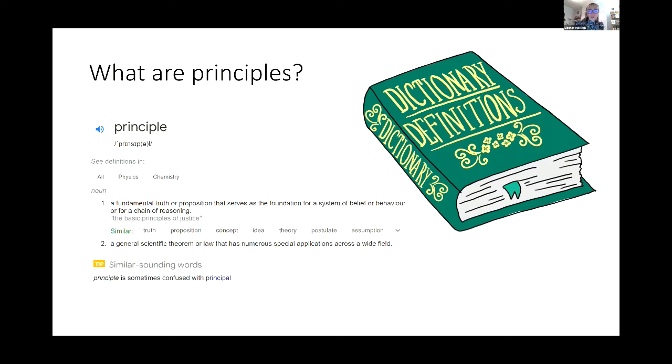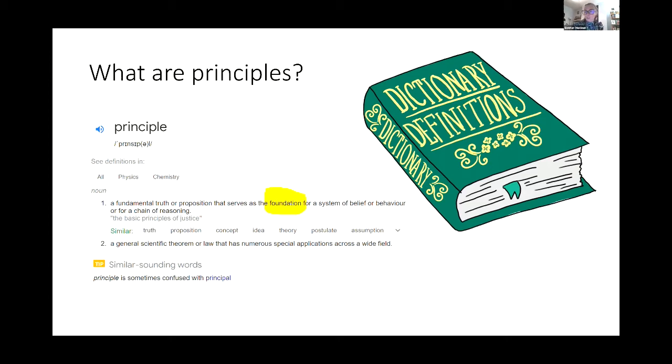It's a fundamental truth or a proposition that serves as the foundation for a system of belief or behavior, or for a chain of reasoning. It's basically the foundations of social work. Principles are our foundations, essentially. That's what we mean by principles.